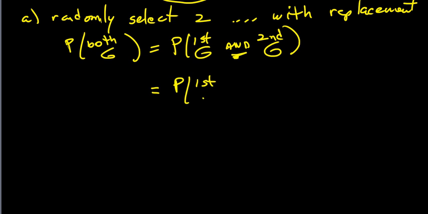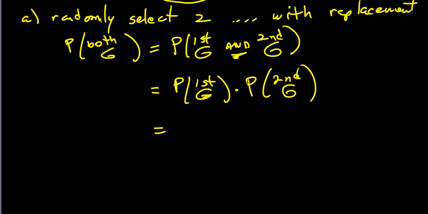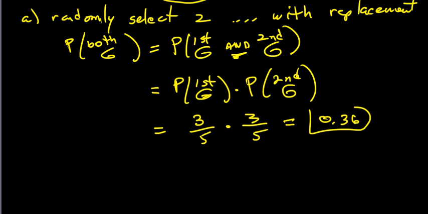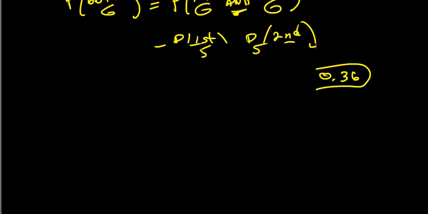I suppose we don't always have to be so formal here. It's the probability that the first is good times the probability that the second is good, but I'm guessing you knew that. Alright, we've got 3 out of 5 are good, so the probability of the first being good is 3/5, and because of the replacement, the probability the second one is good is also 3/5, and if I multiply this out, I get 0.36, right? I contrast that with part B.